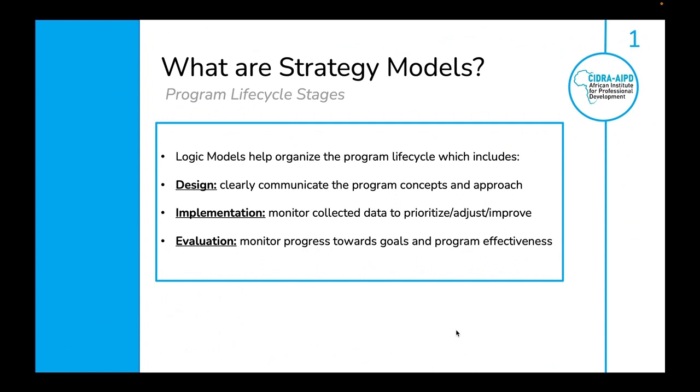This is the program lifecycle stages and how they tie in with strategy models. So logic models help organize the program lifecycle, which includes the design phase, where you need to clearly communicate the program concepts and approach to each stakeholder. Implementation, where you monitor collected data to prioritize, adjust, and improve. And evaluation, where you monitor progress towards goals and program effectiveness.